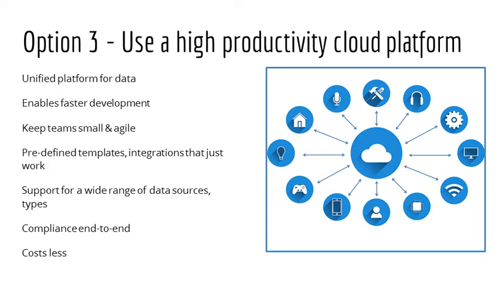Finally, a high-productivity cloud platform should be compliant end-to-end. It should build in security and monitoring to give you full visibility. It should be cost-effective. And remember that when we talk about cost, we're also talking about the maintenance cost for a mobile app.